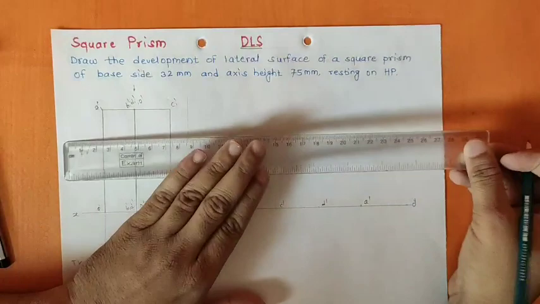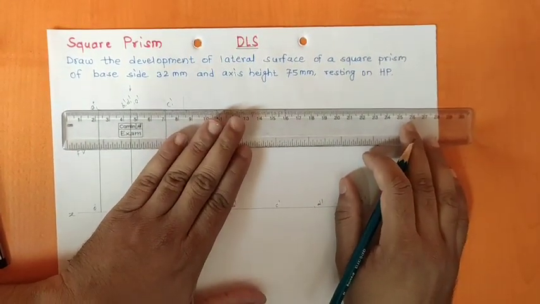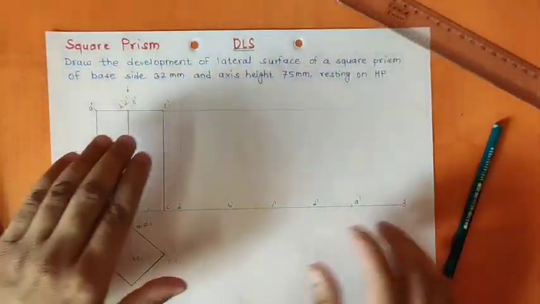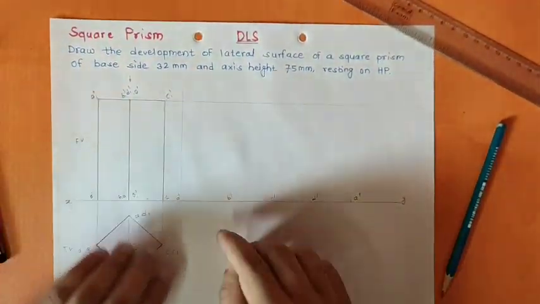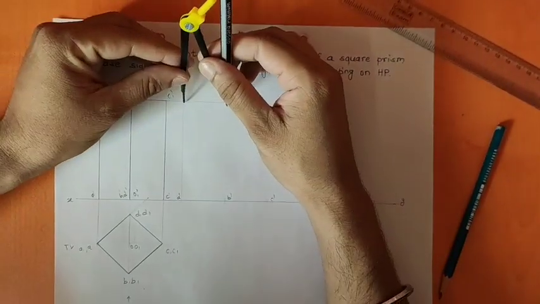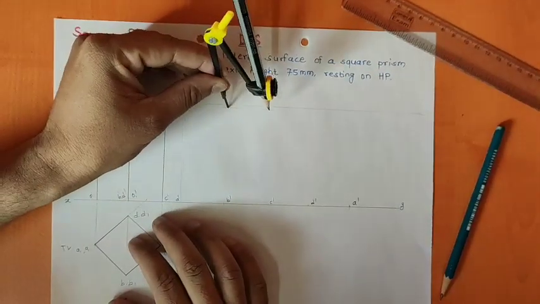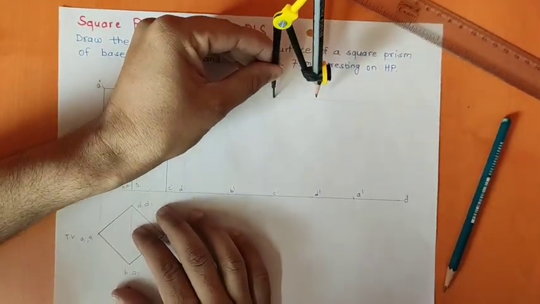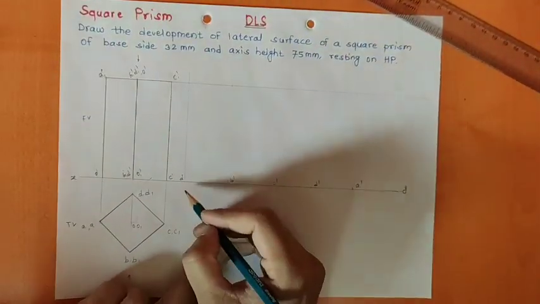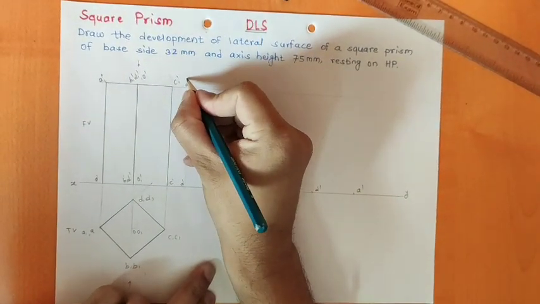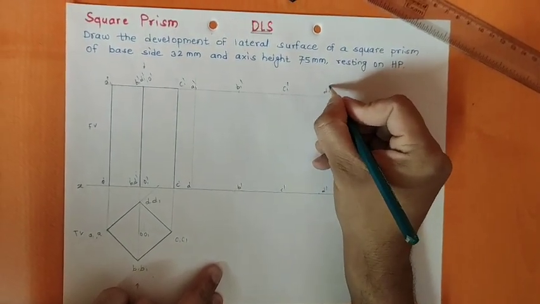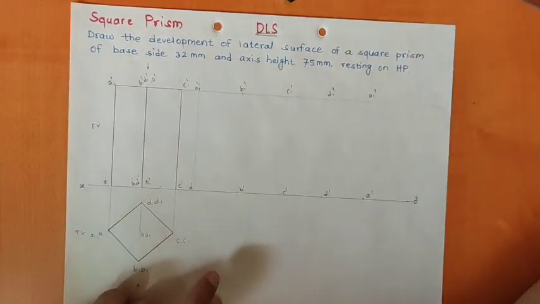Similarly, we'll extend this line horizontally till the last. Since I don't have a drafter, if I had a drafter, I would be able to draw perpendicular lines through this. So to increase the accuracy, again I'll transfer these distances here, 1, 2, 3 and 4. Again, since with respect to A the top point is A1 dash, next will be B1 dash, C1 dash, D1 dash, and again the last point will be A1 dash.